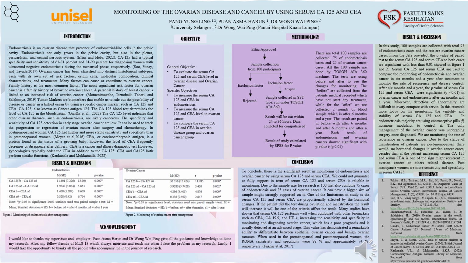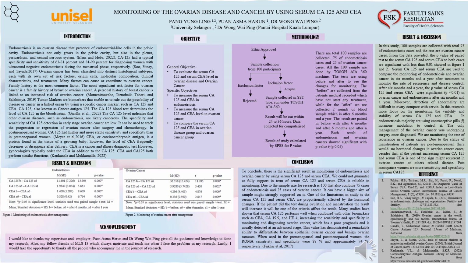Today I would like to talk about monitoring of ovarian disease and cancer by using serum CA and CA125. Endometriosis is an ovarian disease that is the presence of endometrial-like cells in the pelvic cavity. Endometriosis not only grows in the pelvic cavity but also in the pleura, pericardium, and central nervous system. CA125 has a typical specificity and sensitivity of 63 to 81% and 81 to 90% in diagnosing women with ultrasound negative endometriosis during the menstrual phase.